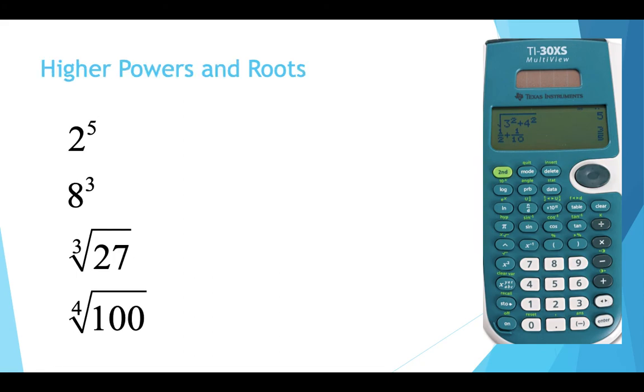Next, we'll have higher powers and roots. So this button right here is called the caret key. And if you do a second, that would be a higher root of a number. Let's go to the first one, 2 to the 5th. So if I said 2, and then I hit that caret key, and then I hit 5, what you'll have is a 2 with a little 5 up above it, and then you hit enter, and you should get an answer of 32. This means this is 2 times itself 5 times.